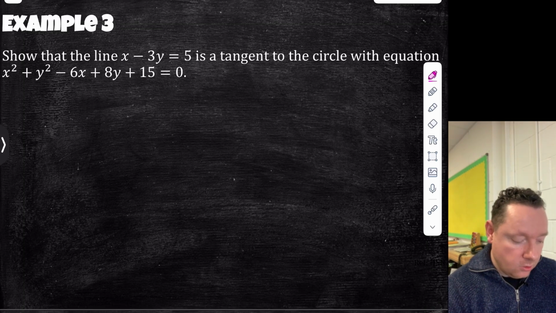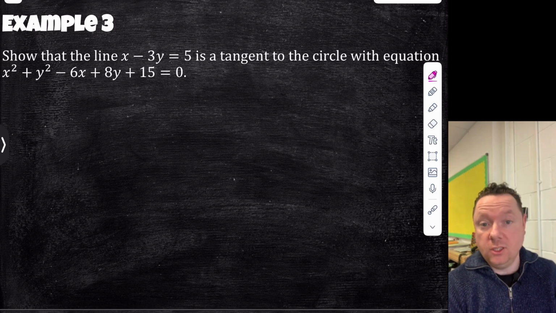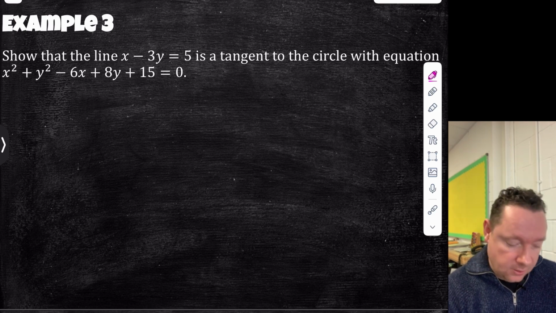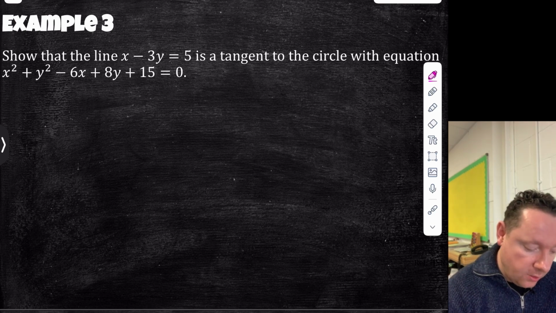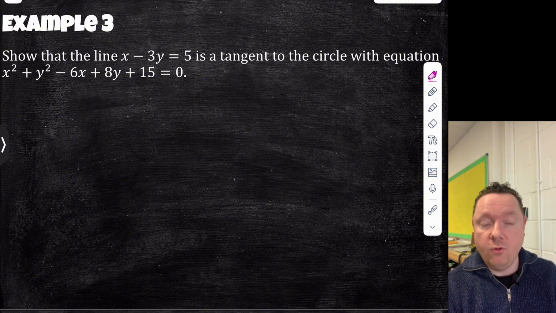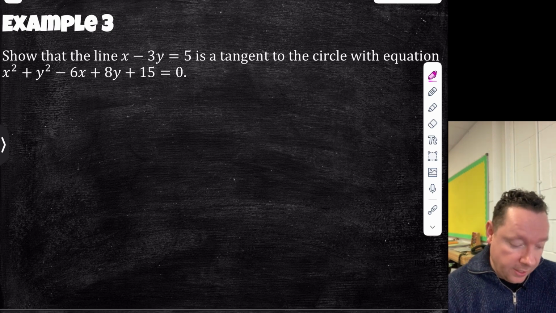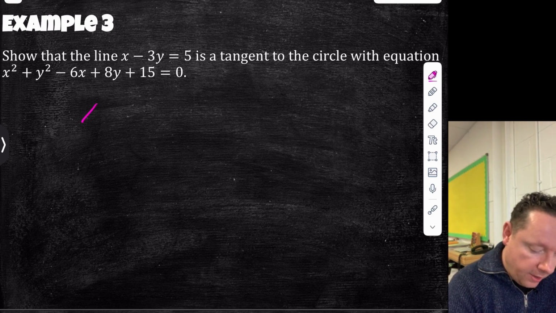In the section of lines and circles, example 3: show that the line with this equation is a tangent to the circle with that equation. Okay, so we're just going to sub it in and see how many points we get. So we've got x minus 3y equals 5. Well, that's not very useful, so we'll rearrange that into a better form. Now you can make y the subject or x the subject and sub it in. It's easy to make x the subject in this case. So I'll just say that x is equal to 5 plus 3y and sub it in.